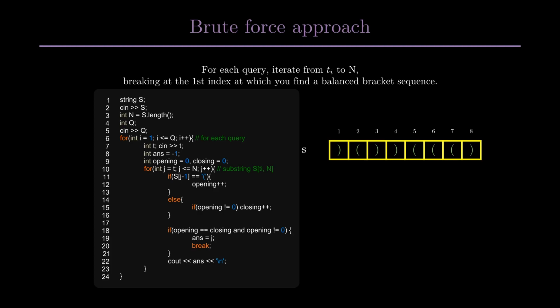We use two variables, opening and closing, to keep track of the brackets. Then in each query, we iterate j from t to n, and if the current character is an opening bracket, we increment the variable opening, else we increment closing provided opening is not 0, because otherwise that closing bracket will be part of an invalid bracket sequence. So if we are able to find a j such that opening is equal to closing and provided it is not 0, then that index is our answer, else it is -1. The time complexity of this approach is q into n, which will exceed the time limit. So how to optimize this?